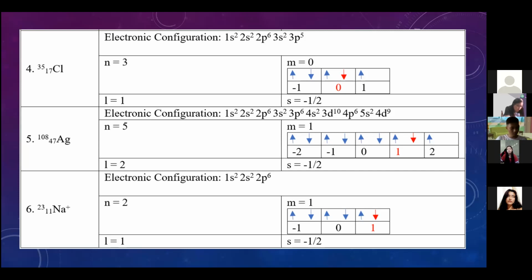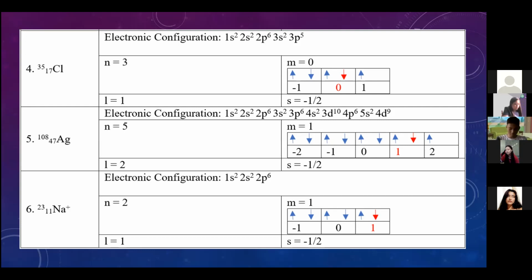Now moving on to the principal quantum number, again the biggest number, since we have number 5 here, therefore n is equal to 5. Now for the angular quantum number, our last letter is d, and the value of d is equal to 2, therefore l is equal to 2. Now for the m, since our last letter is d and the number of orbitals is 5, we will have 5 boxes.